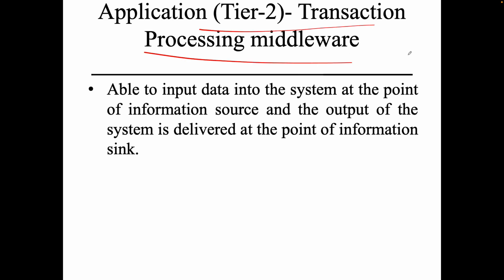Application tier 2 transaction processing middleware is able to input data into the system at the point of information source, and the output of the system is delivered at the point of information sink.